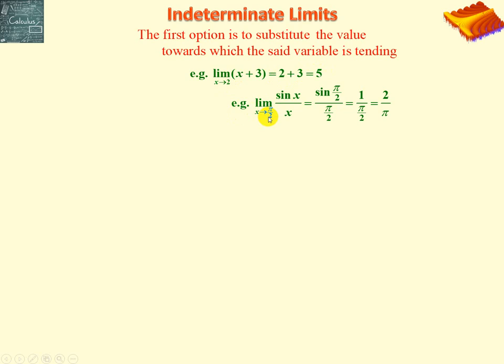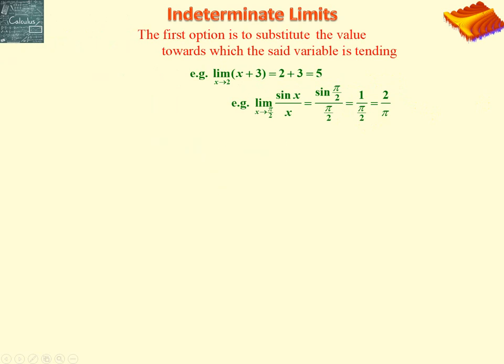Looking at the next one. Limit as x tends to pi by 2 of sine x over x. So I'm going to substitute and hold thumbs. Sine of pi by 2 over pi by 2. Sine of pi by 2 is 1. Remember, pi by 2 is 90 degrees. Sine of 90 is 1. And this will invert and we end up with 2 over pi. So those are quite acceptable.